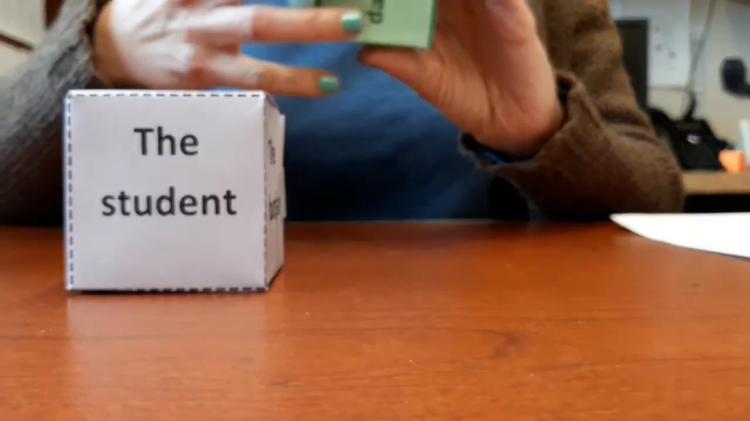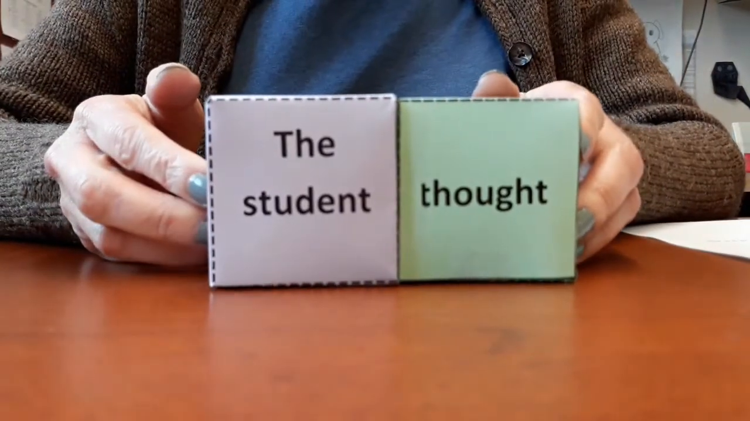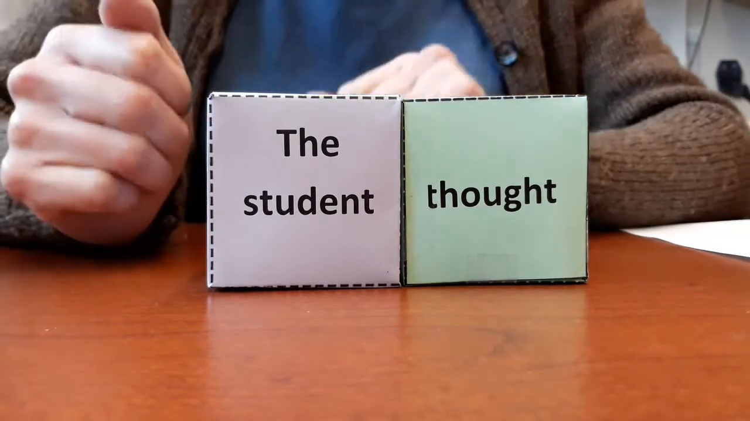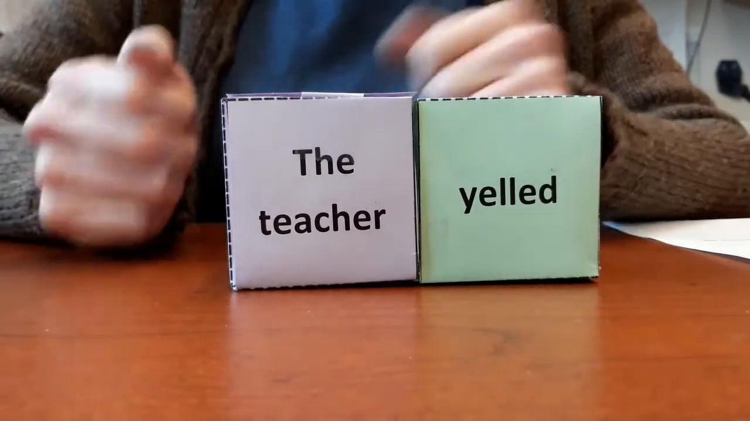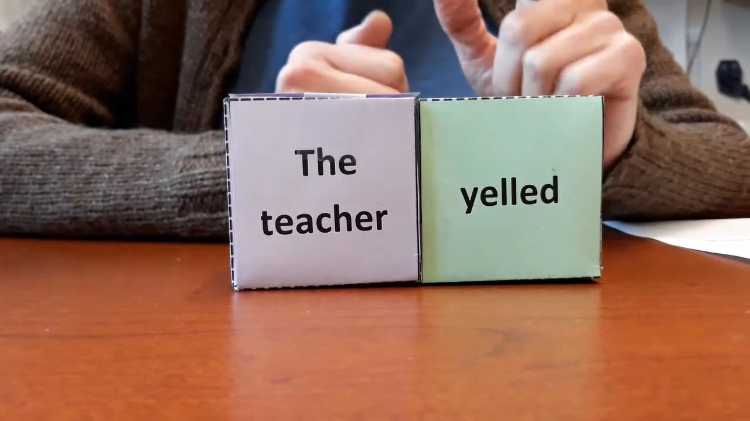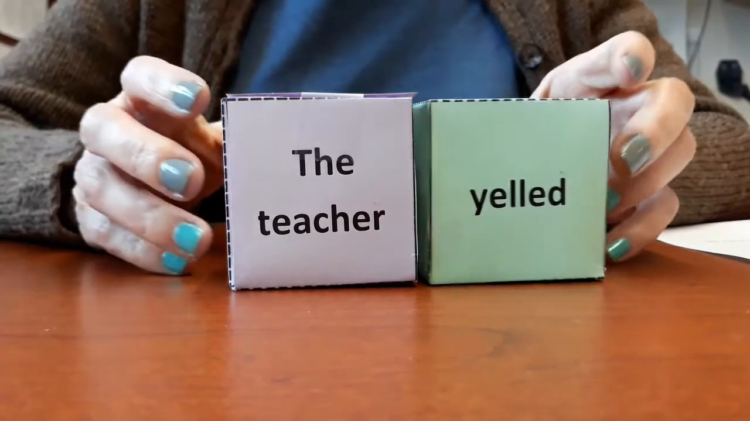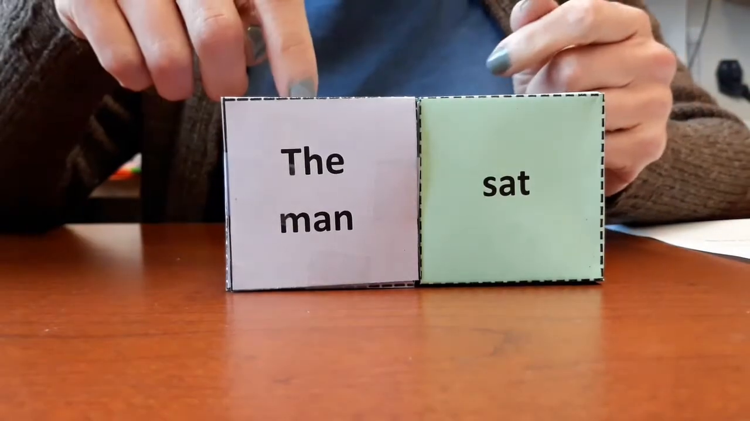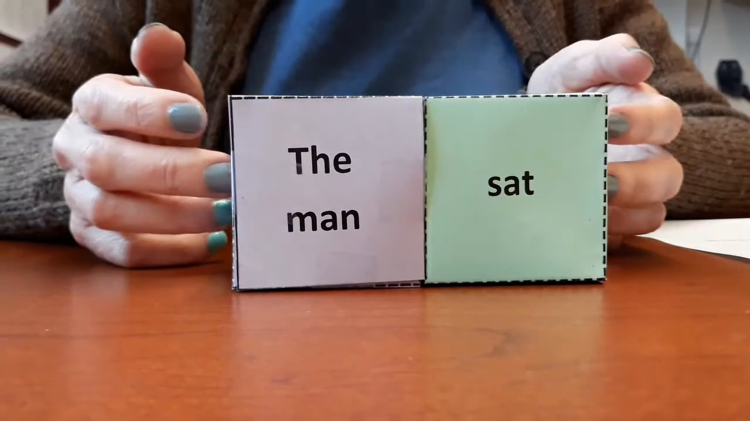The student thought. The student is our subject. Thought is our predicate. The teacher yelled. The teacher is our subject. Yelled is our predicate. The man sat. We have a subject and a predicate. So we have a simple sentence.